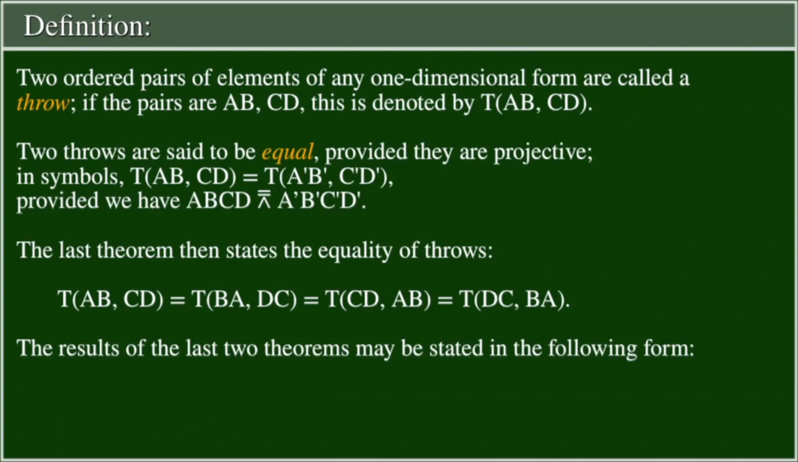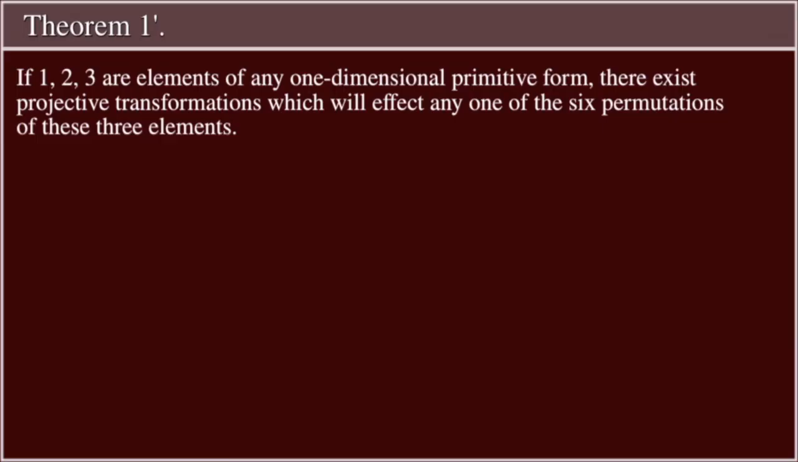The throw AB, CD is equal to the throw BA, DC, is equal to the throw CD, AB, is equal to the throw DC, BA. The results of the last theorem may be stated in the following form. Theorem 1'. If 1, 2, 3 are elements of any one-dimensional primitive form, there exist projective transformations which will effect any one of the 6 permutations of these 3 elements.